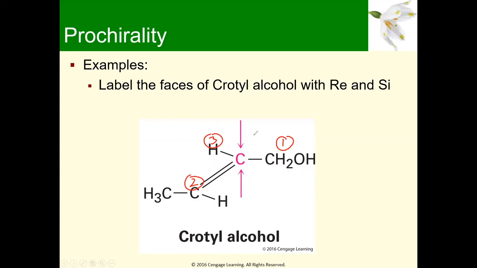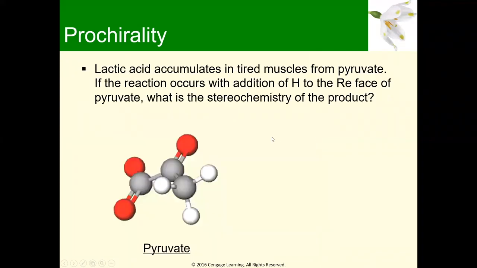So we get the clockwise turn if you're looking down at it from this direction. If you're looking down from this direction, it goes 1 to 2 to 3. That's where you get the clockwise. So this is going to be my Re, and by default, the other direction is the Si. All right.